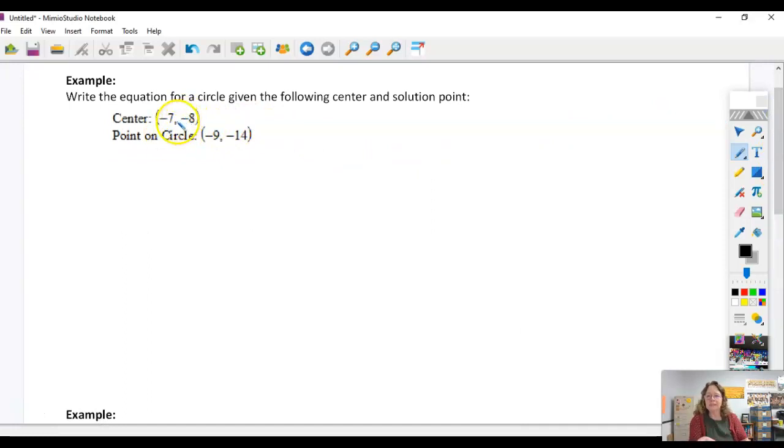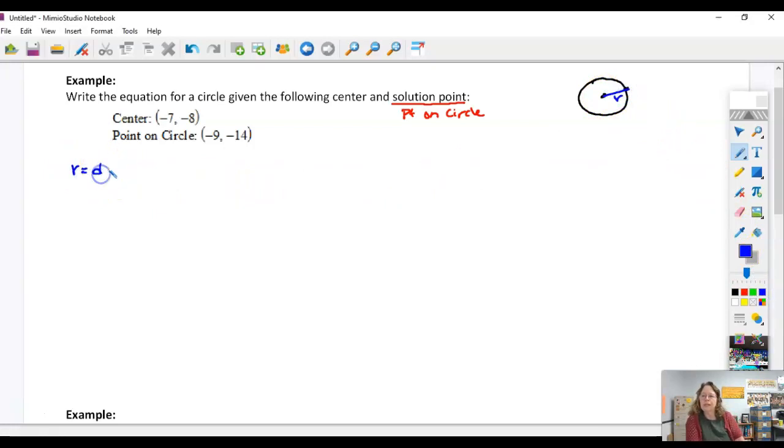Now we are given a center and a point on the circle. So if we were to visualize this, a solution point is a point on the circle. So you're given a center and a solution point. We're just going to say point on circle. So this is really similar to the last problem that we did, that you're given the center and you need to come up with the radius. So let's run through that one more time.